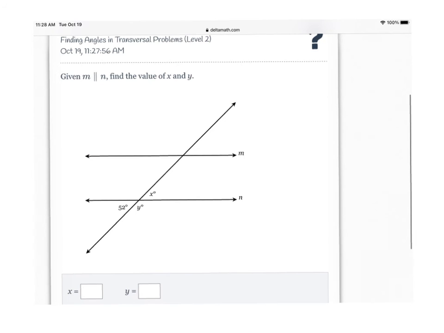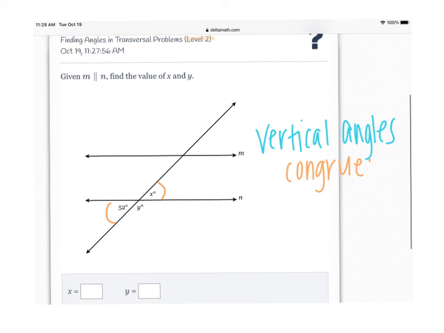Okay, last example. We're still in level 2. And this one you have to find 2 missing angles. So first we're going to look at X. So 52 degrees is across from X. So I know that those 2 angles are vertical angles. And we know that vertical angles are congruent. So if that first angle is 52 degrees, then X also has to be 52 degrees.